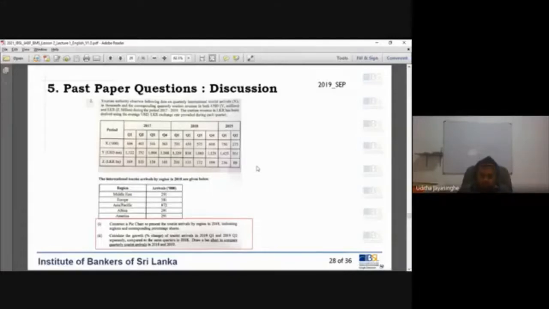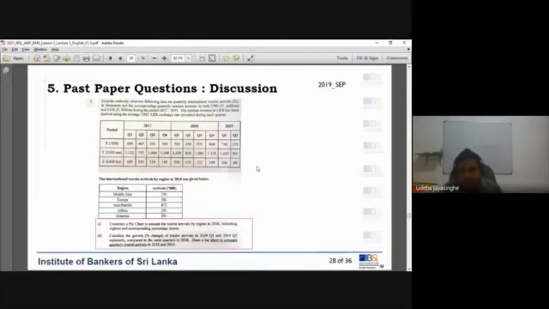Right. Fine. The next table. The international tourist arrivals by region in 2018 are given below. Middle East, Europe, so on and so forth. That is also in thousands. That means, for instance, if I discuss this 291 of Middle East, the value is going to be 291,000 persons from the Middle East. So on and so forth. So for 2018, they have again given a different segregation coming from different geographical areas.